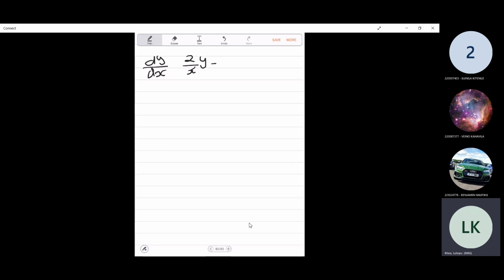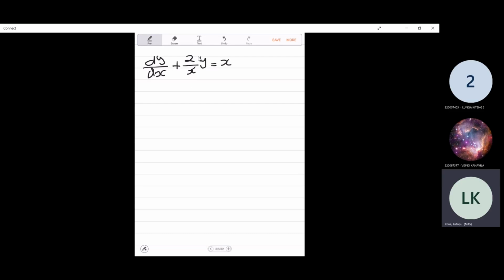is equal to x. So x squared divided by x is x. And now this is in the form of a linear differential equation. So we can see that this 2 over x is a function of x only, and this x is a function of x only. So we say that our p is equal to 2 over x.